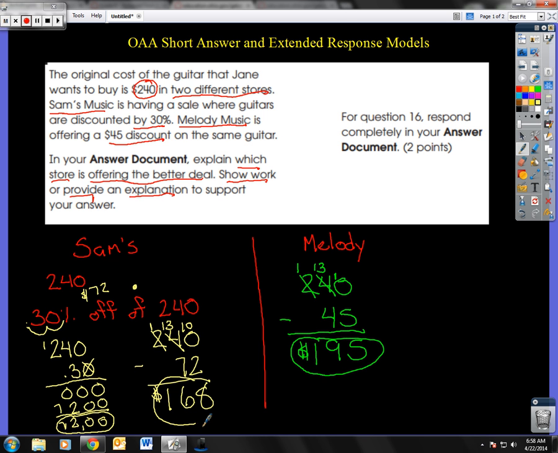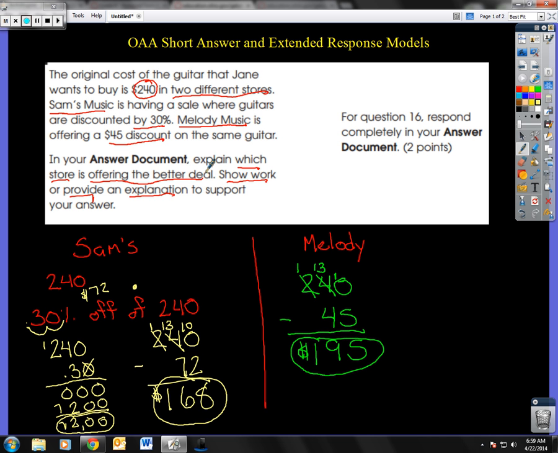Well, this is pretty obvious which one has the better deal. It is Sam's Music. Now, I just want to double check my math again. At Sam's, I'm getting 30% off of 240, so I converted 30% to a decimal. Now, I know that 10% would be 24, so if I triple that, because there's 30%, that does give me 72. Let's go over here and check my subtraction. 10 minus 2 is 8. That becomes 13 minus 7 is 6. Bring down the 1. 168. That's good.